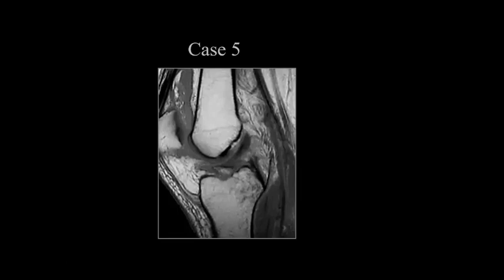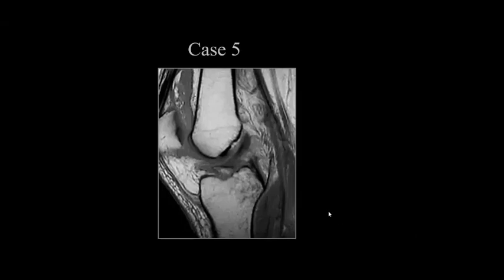Sagittal MRI scan of the knee joint showing thickening and abnormal signal intensity of the ACL ligament with the possible avulsion fracture of the tibial spine, suggesting ACL tear with avulsion fracture associated with soft tissue edema and possible joint effusion.